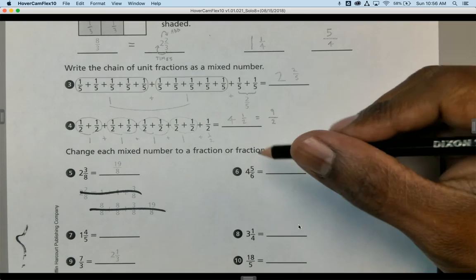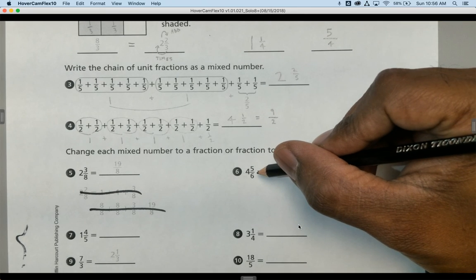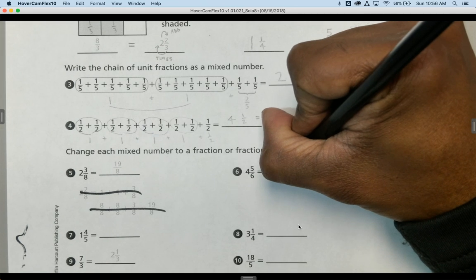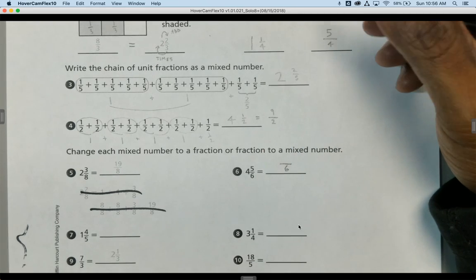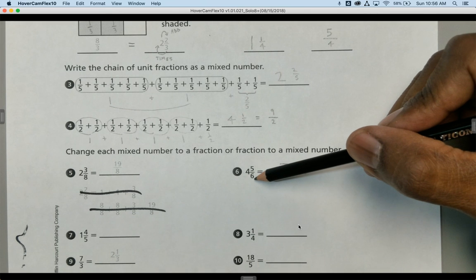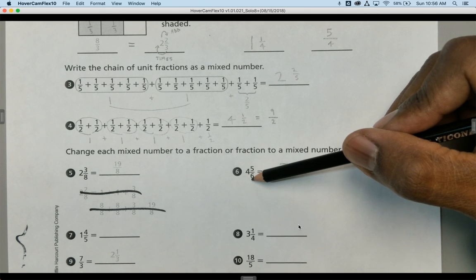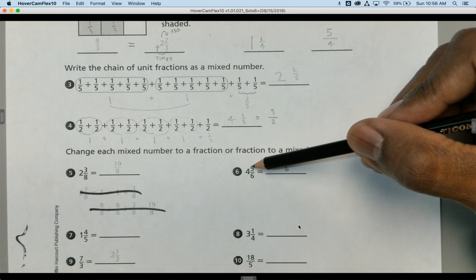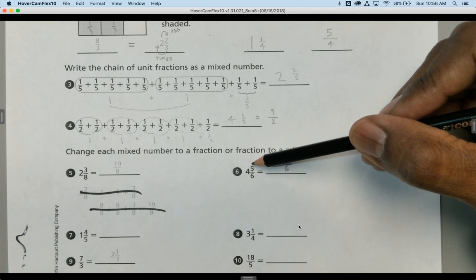Same steps over here. Number 6. 4 and 5/6. We know the denominator remains the same. 6 stays a 6. We're going to take the denominator 6, multiply by the big whole number. 6 times 4 is 24. Plus the 5, 29.